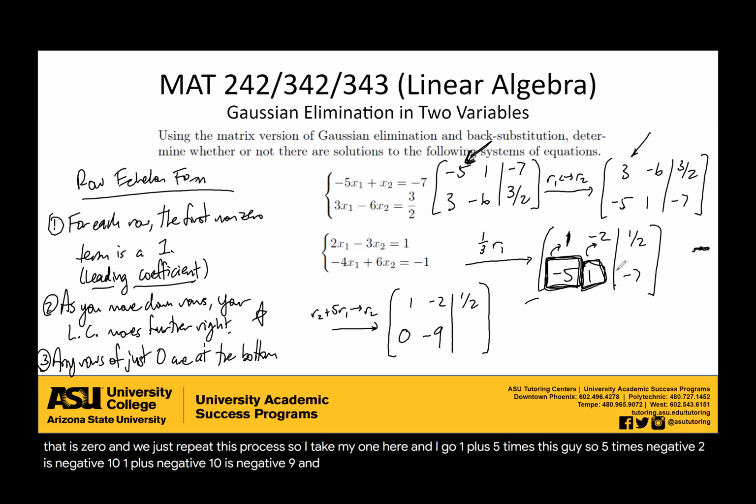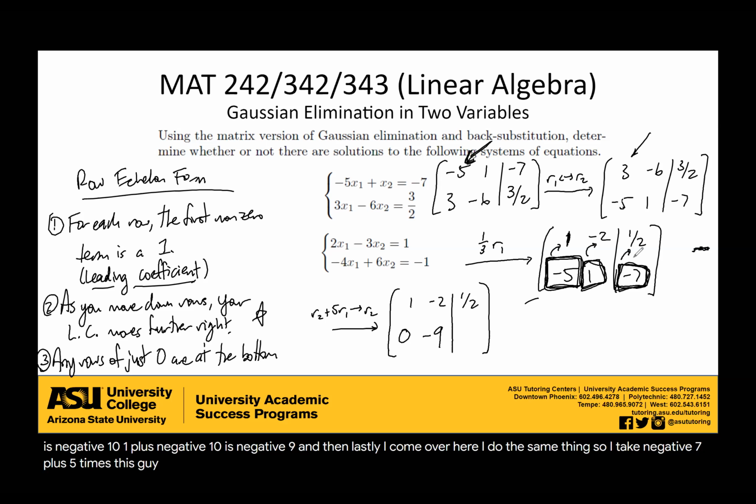And then lastly, I come over here, I do the same thing. So I take -7 plus 5 times this guy. So -7 plus 5 halves. Now -7 is -14 halves. So -14 halves plus 5 halves gives me -9 halves.